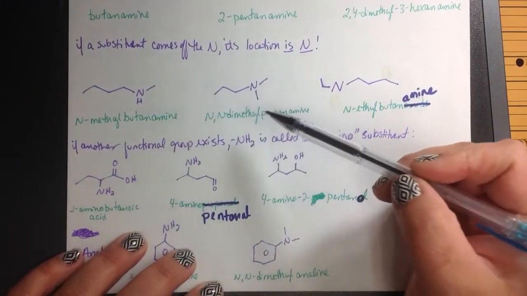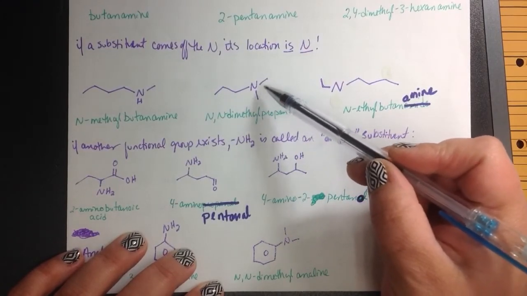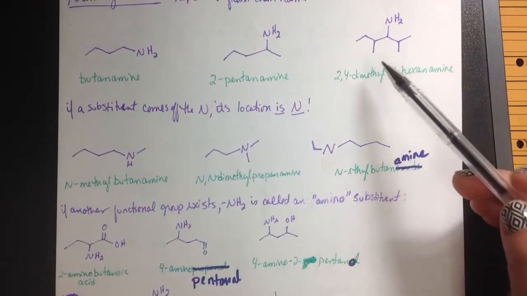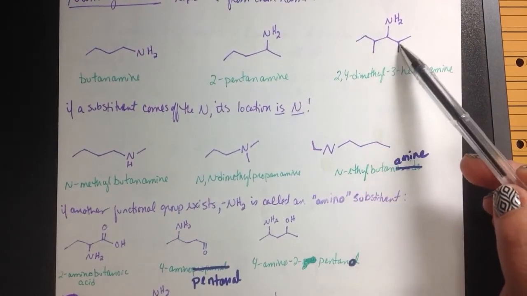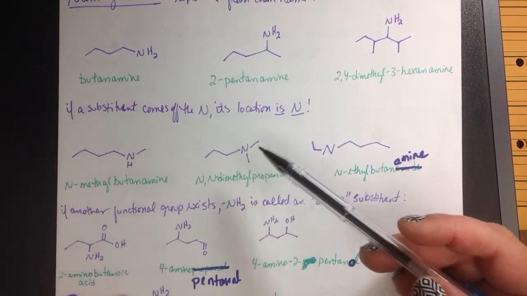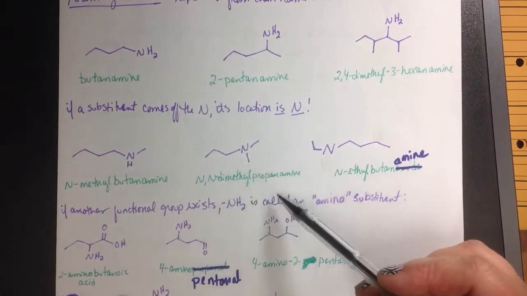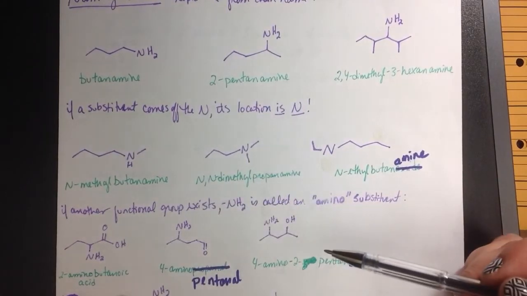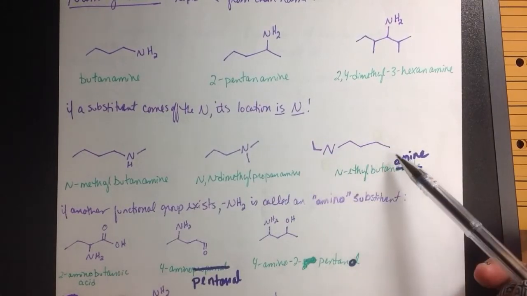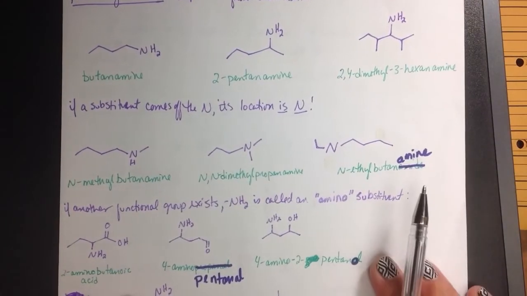If you have more than one substituent, here we've got 2 methyls. We have to tell people where both of those methyls are, just like we did up here, right? We had to tell people where both this one was and this one. Same thing here. We have to tell people where both of those are. And that's the reason why we say N,N-dimethyl, and that's a propanamine. Here we have an N-ethyl, 1, 2, 3, 4, butanamine. There's only 1 there, so we only need to put the 1.